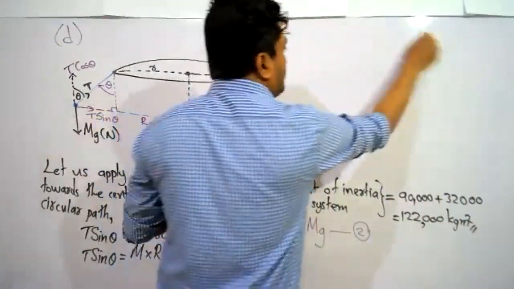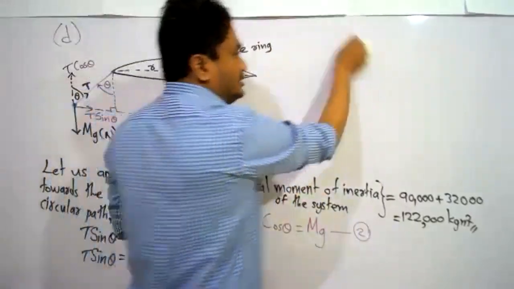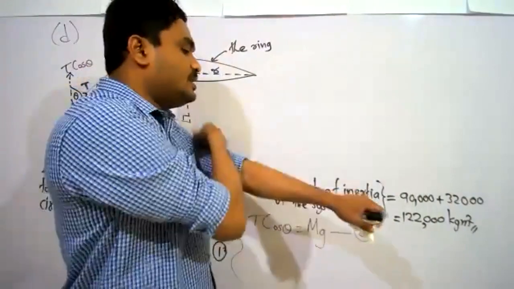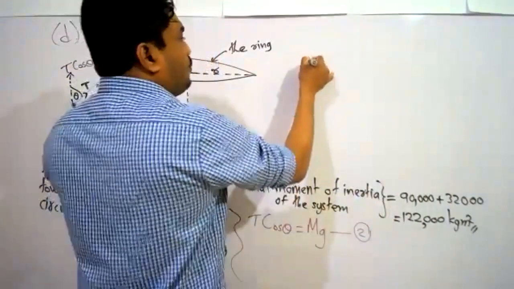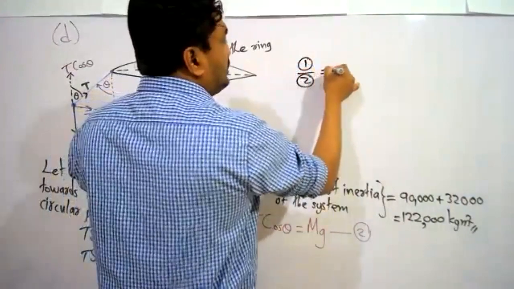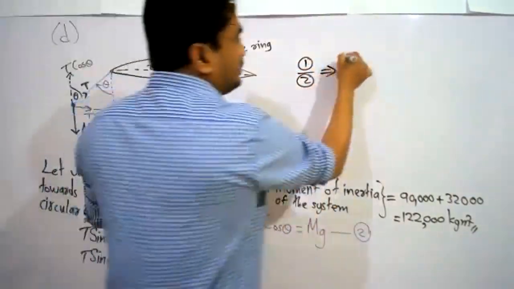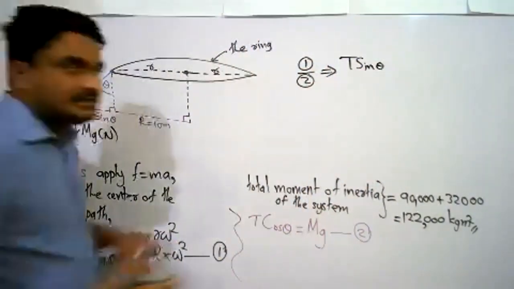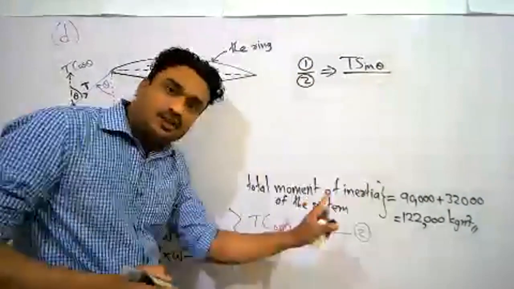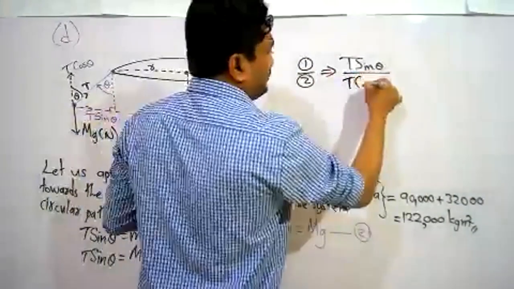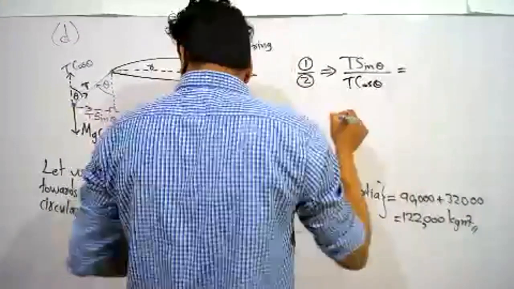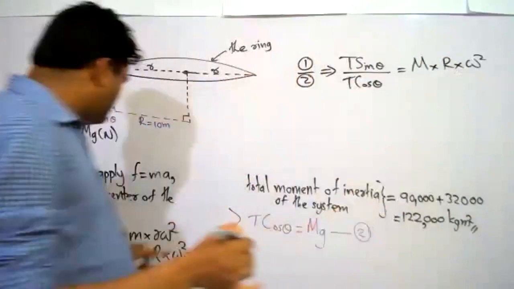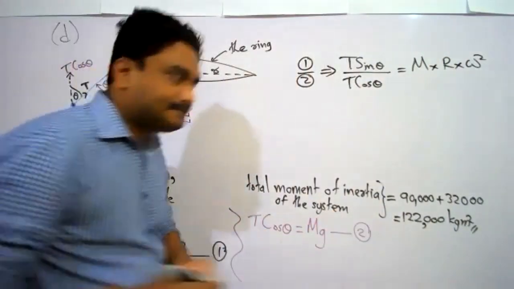Just divide the first equation by the second equation. Divide the first equation by the second equation. That's what we want to do. 1 over 2. Here, the first equation is T sine theta. Second equation, T cos theta. T cos theta equals, first equation, T sine theta equals M into R into omega square.